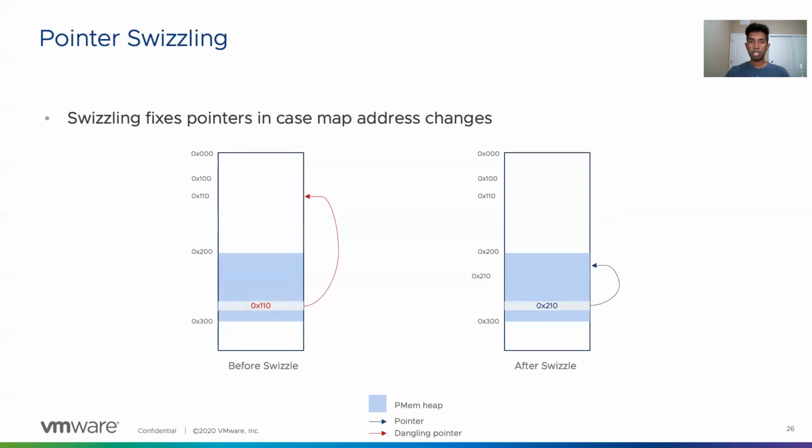Pointer swizzling is a process by which the runtime fixes up these pointers in case the mapping address changes. Pointers are swizzled automatically during pmem initialization. To fix the dangling pointer, the Go runtime changes it to point to address 210, which is the correct swizzled address for it. Pointer swizzling enables GoPmem to use native pointers to refer to pmem objects.